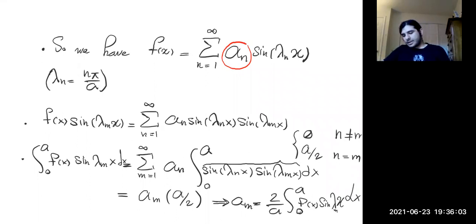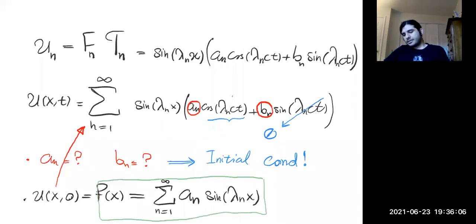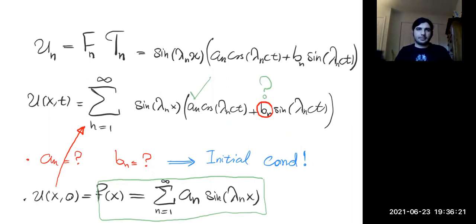So going back to what we had here, now we know what an is. We found an. Now the only thing we don't know is bn. We need to try to find what bn is. We can find bn with the other boundary condition we had. Remember, we had another condition; we can actually use the other initial condition.